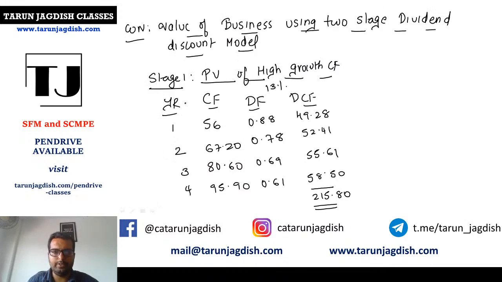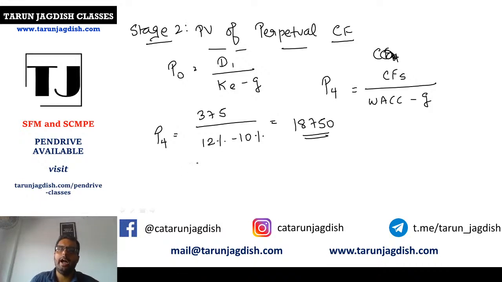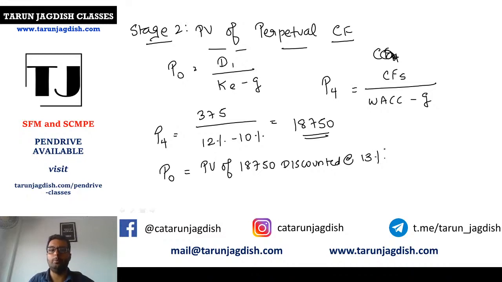Cash flow at the end of year 5 is how much? 375 divided by 12% is the growth rate over there, minus 10 percentage. So 375 divided by 2 percentage, I will get the answer as 18,750. I don't want P4, I want to get P0. So for getting P0, I will take present value of 18,750 discounted at 13%, not 12, because the moment it reaches fourth year, it is high growth phase. So we use 13 percentage.